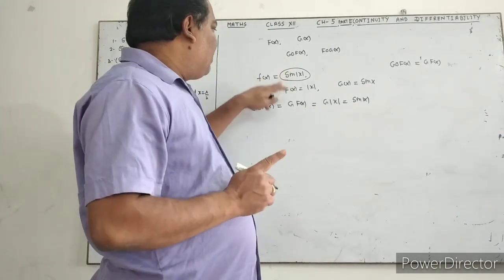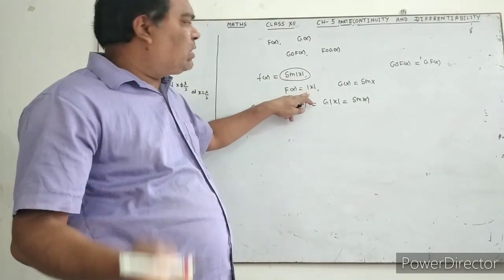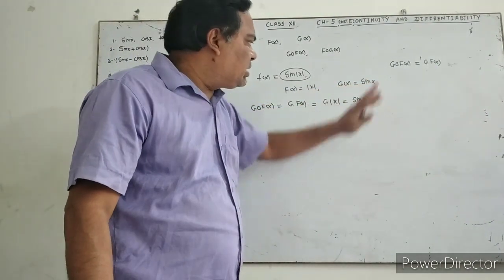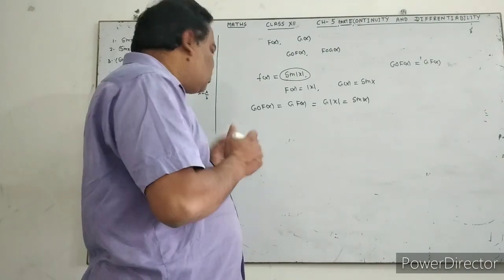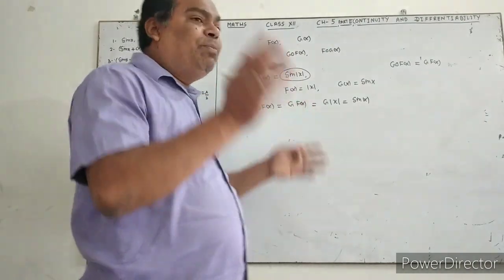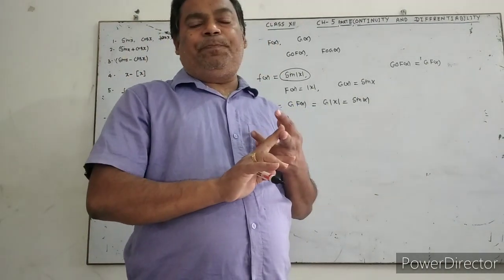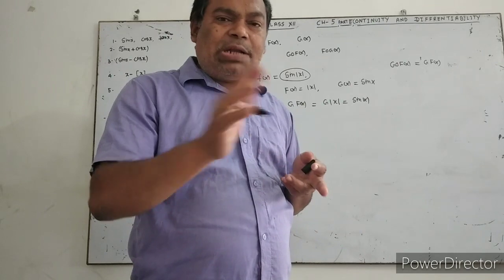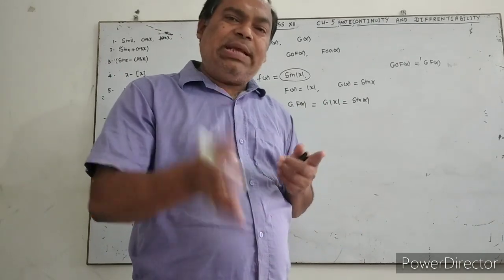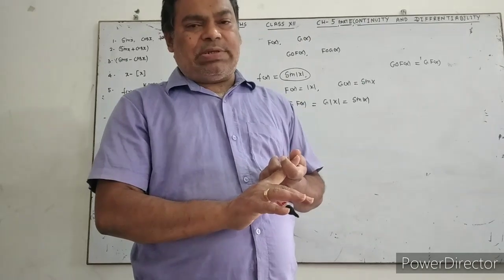You know, f(x) is continuous, mod x is a continuous function. g(x) is sin x, a trigonometric function, which is also continuous. And sin mod x is the composition. Similarly, cos mod x is a composition. Tan mod x is also a composition. Mod sin x is also a composition of two functions. Then this is also a continuous function.